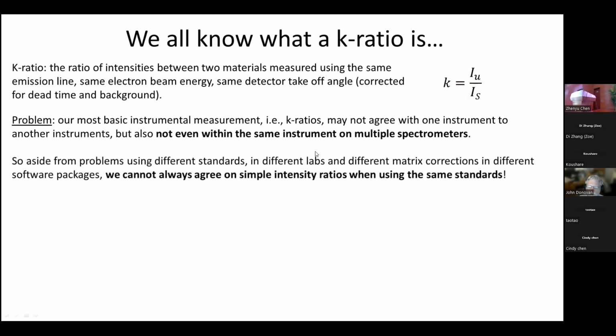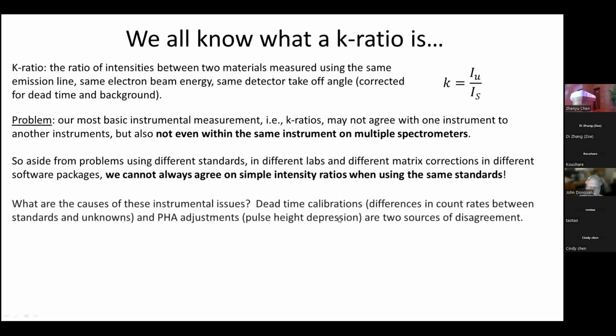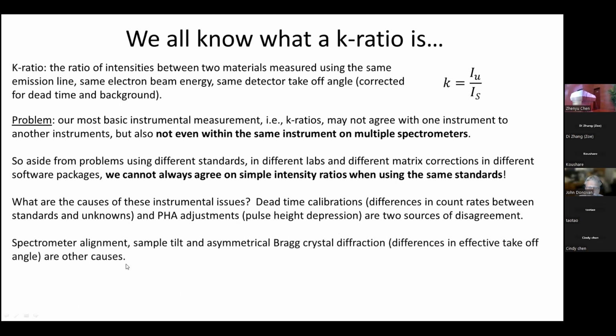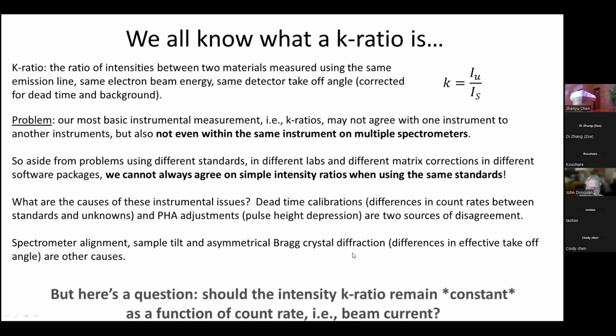So we will find that we might not be able to agree on these K ratios even when using the same standards, and this is the dead time correction. So there's dead time calibrations, there's PHA adjustments, there's all kinds of problems that might come into this. Spectrometer alignment, sample tilt, asymmetrical Bragg diffraction, which are essentially differences in the effective takeoff angle, are other causes. I'll talk a little bit about these.